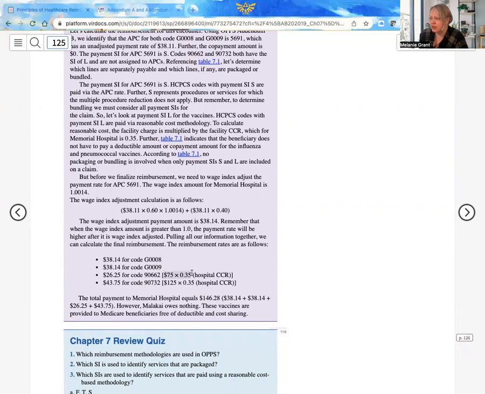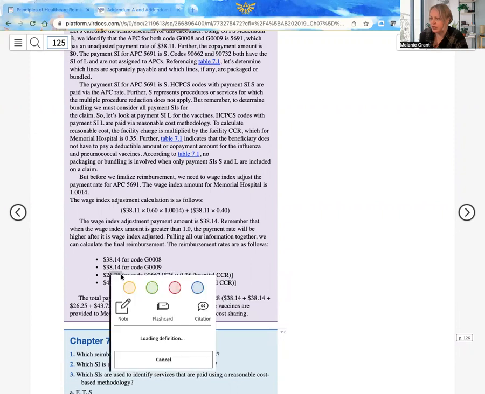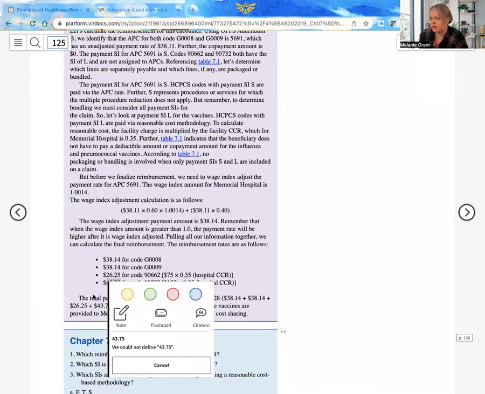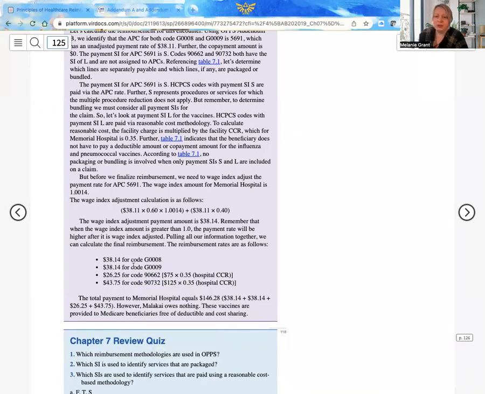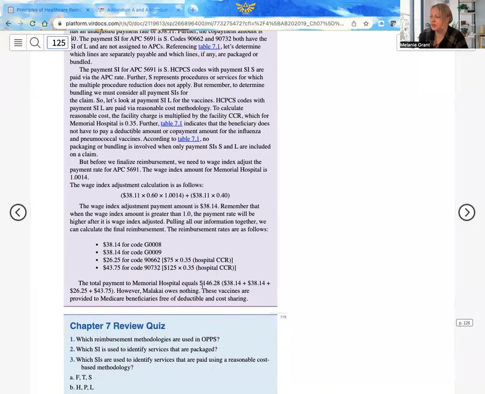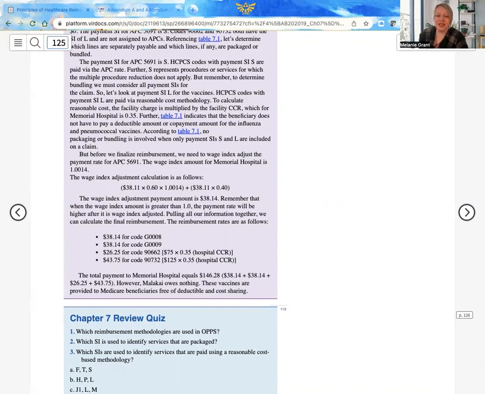To determine that, we take the total charge and multiply it by the 0.35, which gives us the 26.25 and the 43.75. At this point, we're able to finally add all of these charges together to see how much we would get reimbursed. This patient for this provider hospital would receive a total of $146.28 for the injection of the vaccine for influenza and pneumococcal, which covers the injection itself and the procedure itself. The patient, however, would not pay anything.